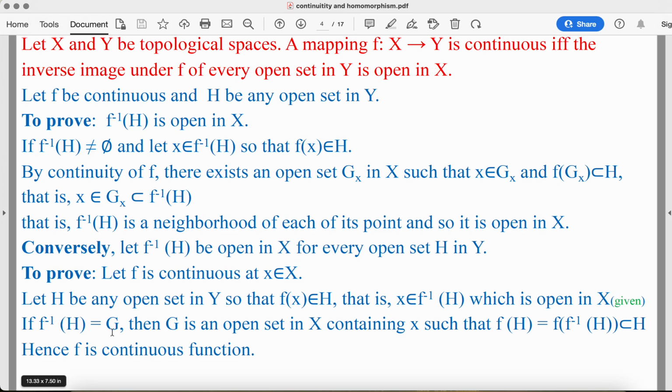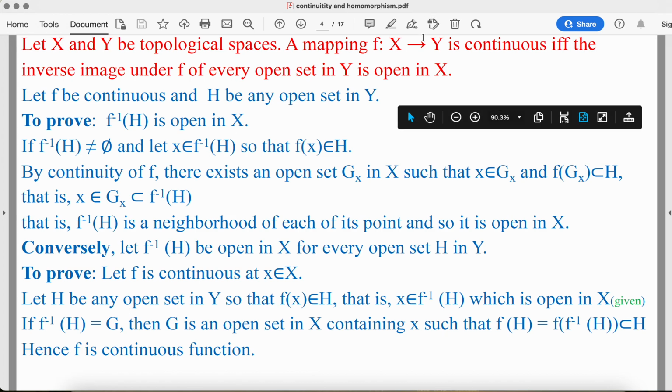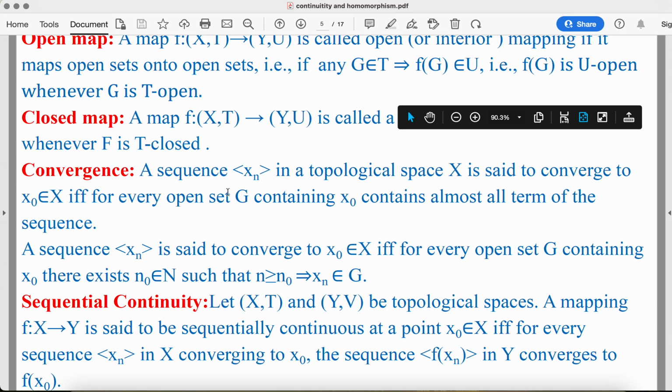If f inverse of H is equal to G, then G is an open set in X containing x, such that f of G, which is f of f inverse of H, is a subset of H. It means f is continuous. So we have shown that f is continuous if and only if the inverse image under f of every open set in Y is open in X.